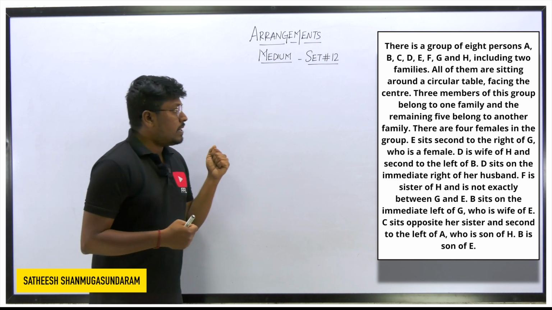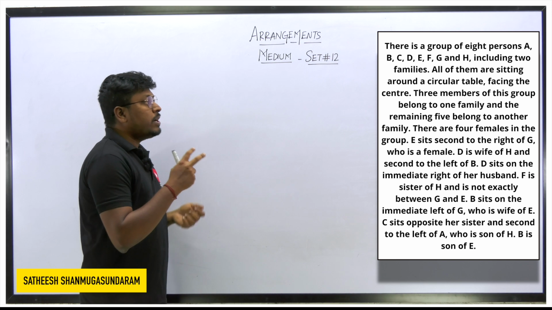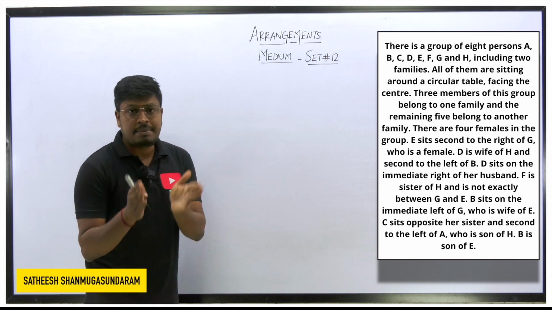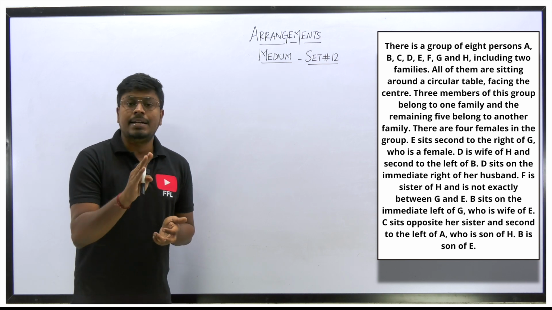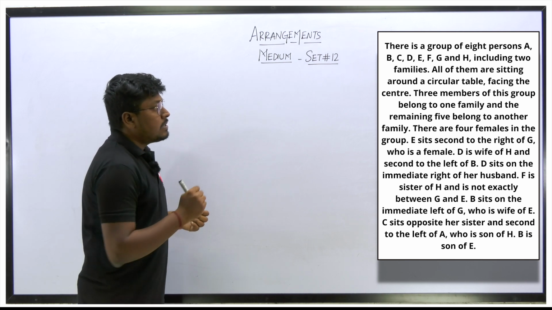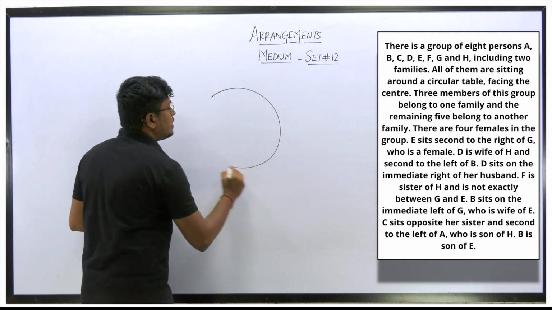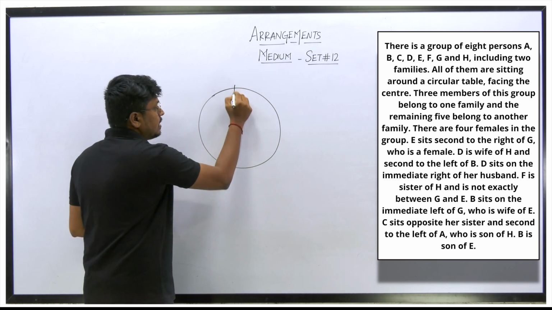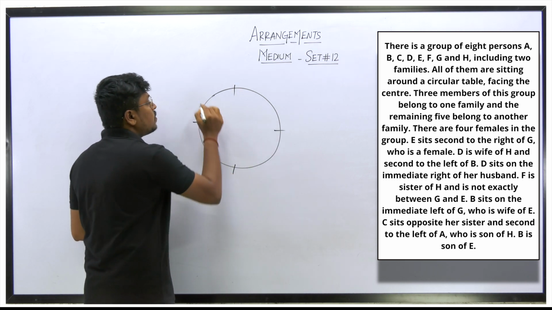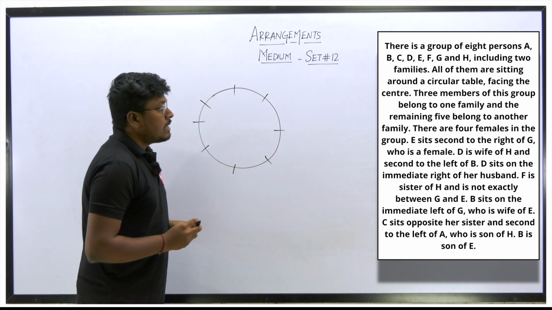So set number 12: there is a group of 8 persons, A to H, including 2 families. So totally there are 8 members, and there are 2 families, right? All of them are sitting around a circular table, and they have noted that all of the persons are facing the center. Got it? Okay. So next question.